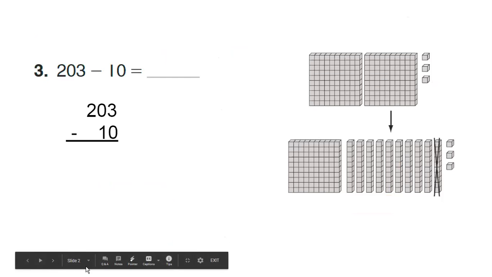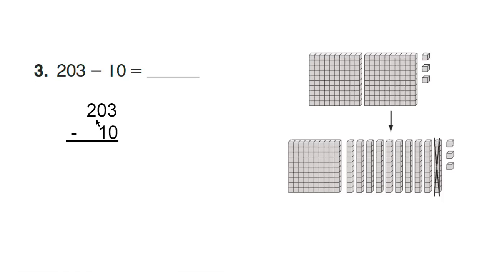Okay, for the next one, I stacked the numbers for you so you can see. This is a little bit different because there are no 10s in the tens place in 203. So it gets a little tricky. You might see some changes, and I want you to follow along. So 203 minus 10. We have 3 minus 0 is 3. And then we have to break apart or exchange.